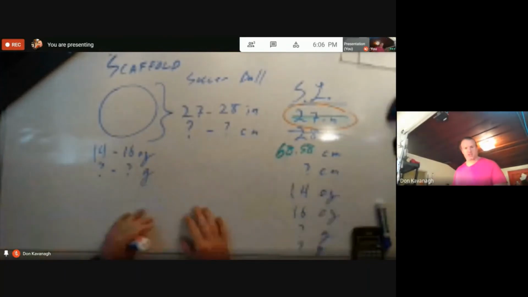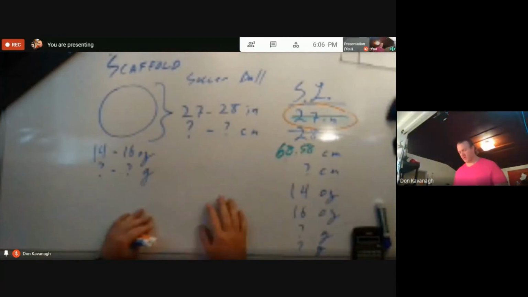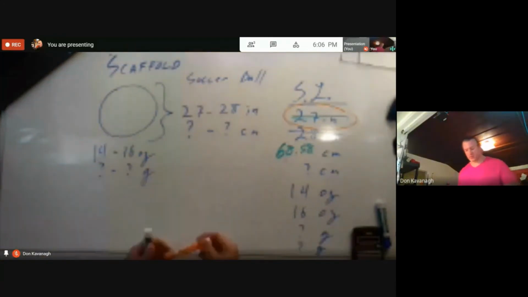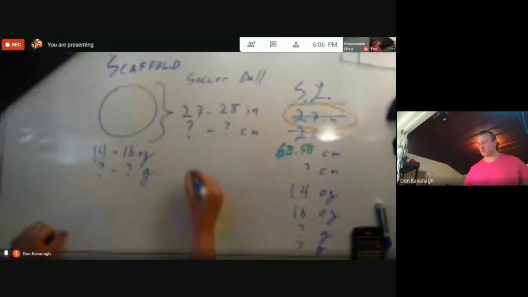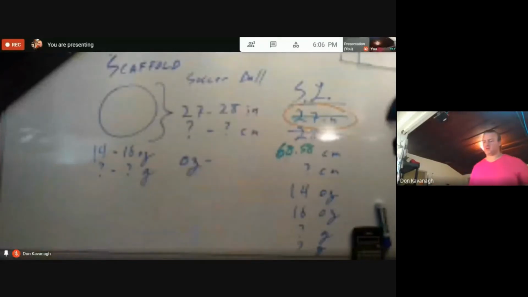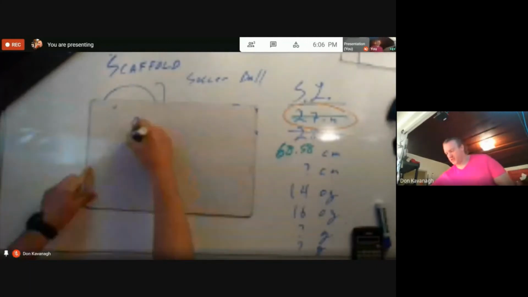Let's do the ounces to grams right here. I might do this the long way. Anyways, 14 ounces to grams. I'm going to do the smart start. So, ounces, grams.